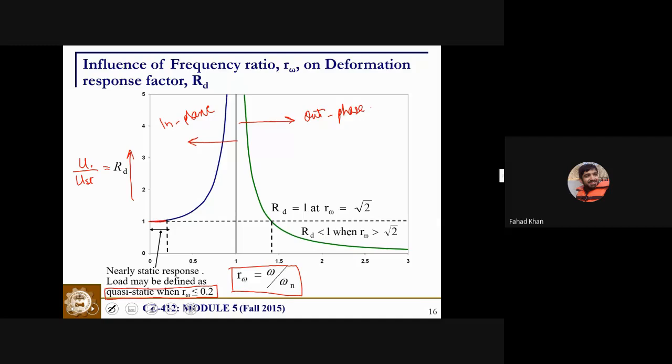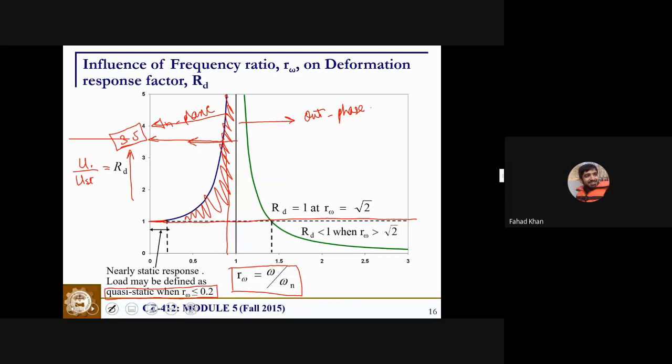Okay, now if you look at this one line, this red line, it means that this is our static deformation. And so if you look at all these values, it means that the deformation is greater than static deformation. So for instance, if r omega value is here somewhere, then your dynamic displacement is going to be 3.5 times larger as compared to the static displacement. So if you have a static displacement of 10 inches, the dynamic displacement is going to be 35 inches.